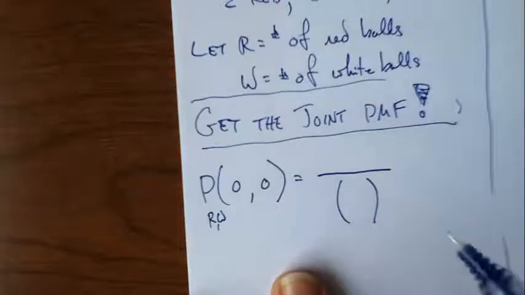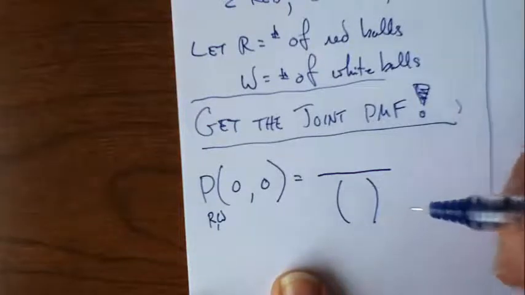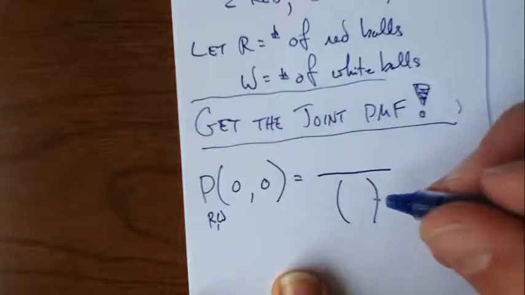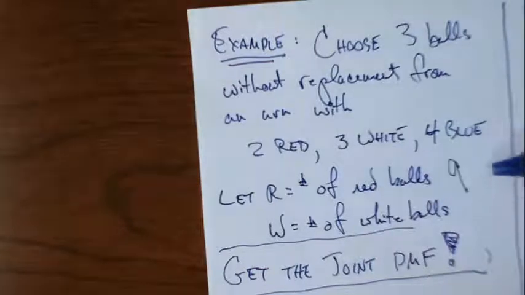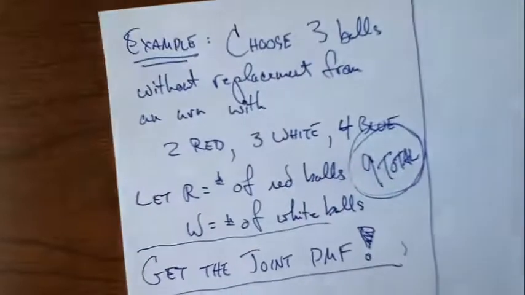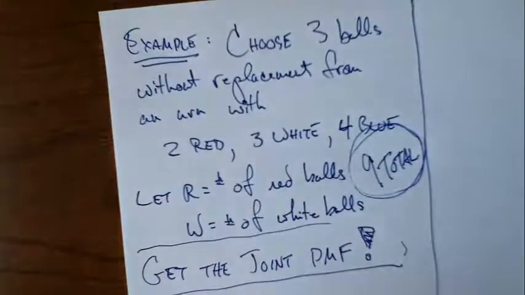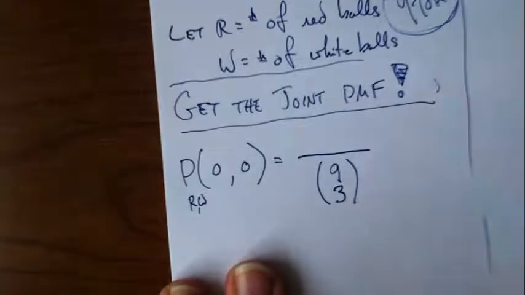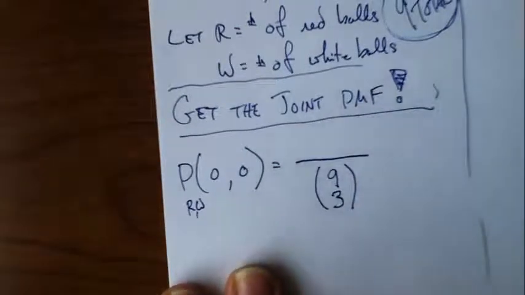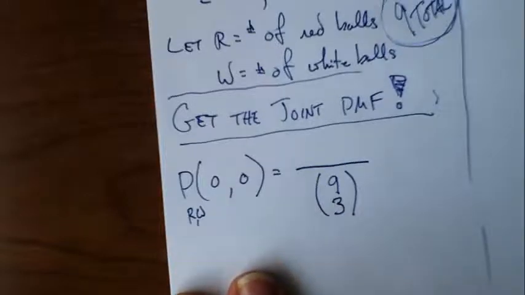First of all, how many ways can I choose 3 things from the 2 plus 3 is 5, plus 4 is 9 things. 9 balls in the urn total. So there are 9 choose 3 ways to choose the sample.